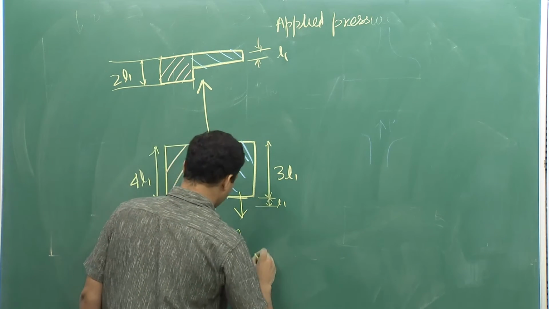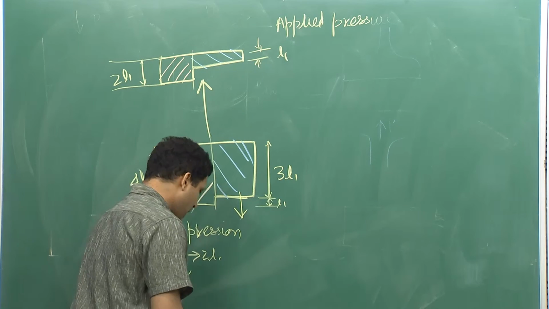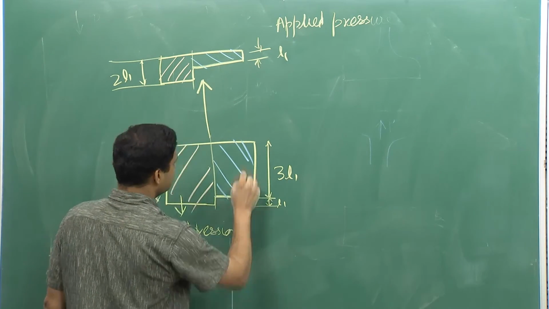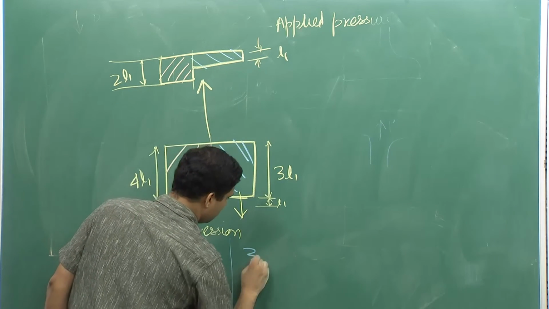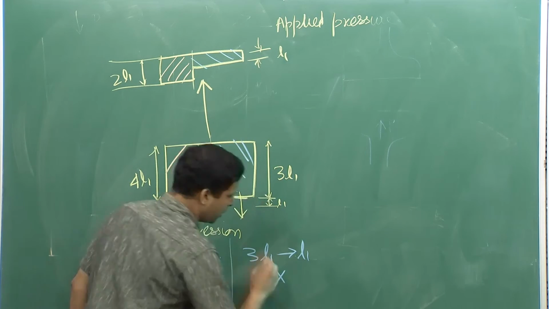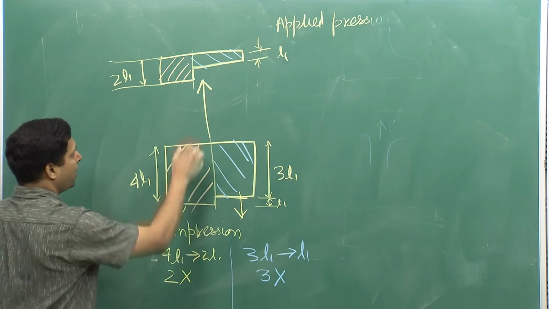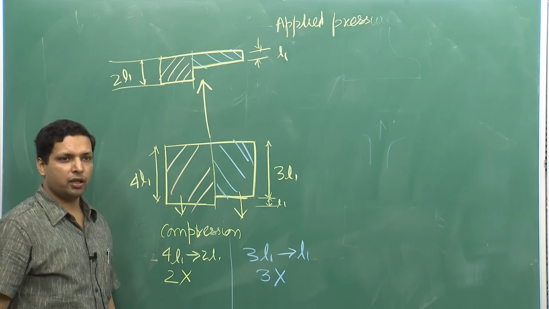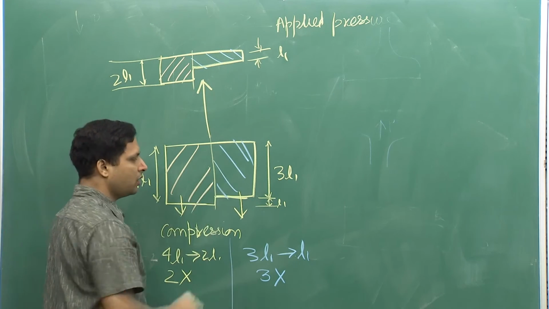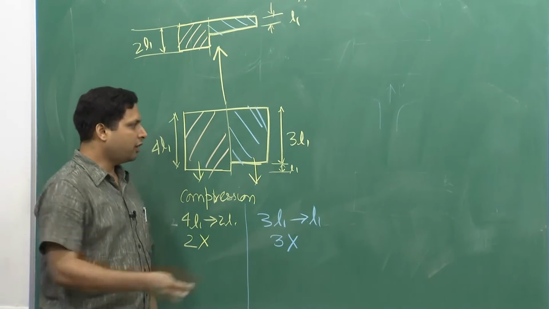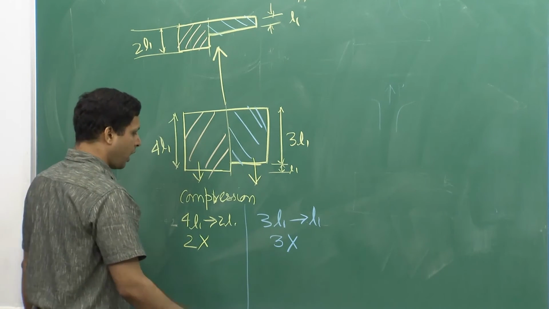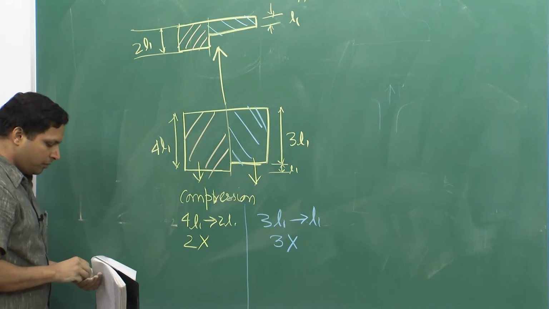Here you are getting compression from, let me write it in a different color to ensure that we do not mix up, so here we are getting from 3 L1 to L1, means 3 times compression. So, you see, for a simple shape, although it is very simple in many senses, we are getting differential compression over here, which would again mean different density in this region and different density in this region, and that is because we are using a single piston on each side.